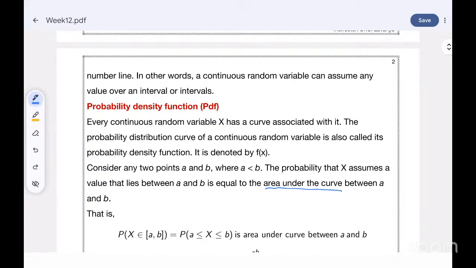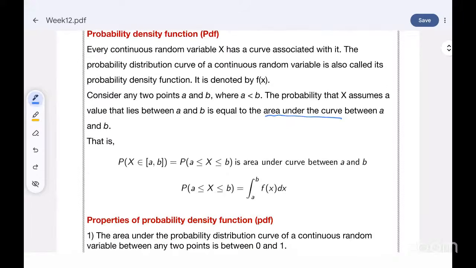Between 2 points, by integration, right? Yes. So the same concept we are using here to define probability. So the probability of A less than or equal to x less than or equal to B is the integral from A to B of f of x dx. Right? All right.